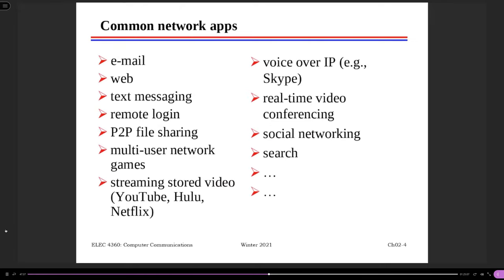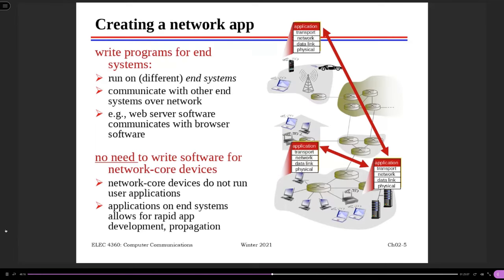Let's look at common network apps. Here are common network applications: email, web, text messaging, remote login, P2P file sharing, multi-user network games, streaming stored video like YouTube, Netflix, voice over IP like Skype, real-time video conferencing, social networking, and search.